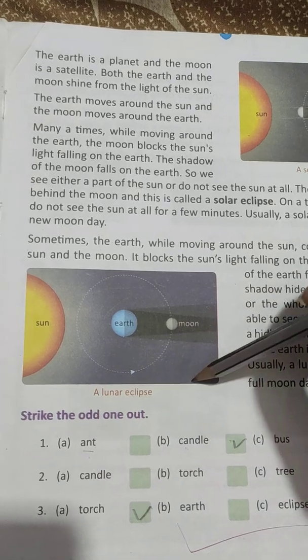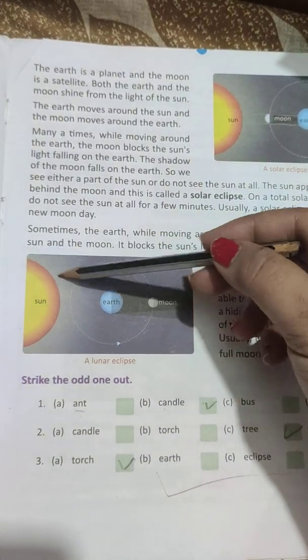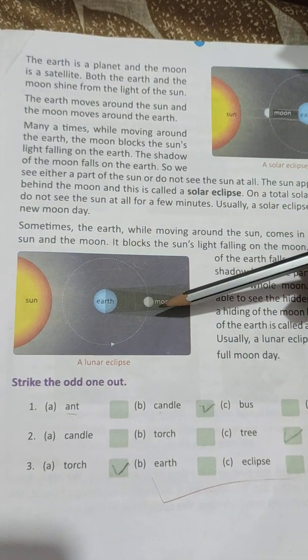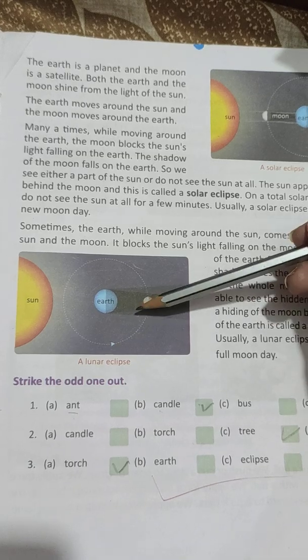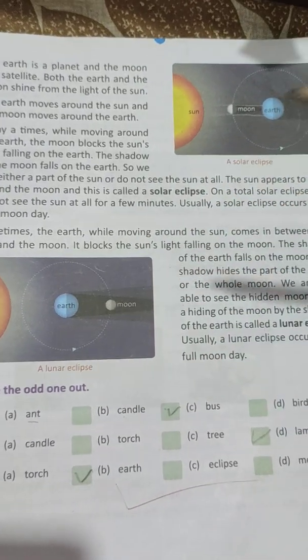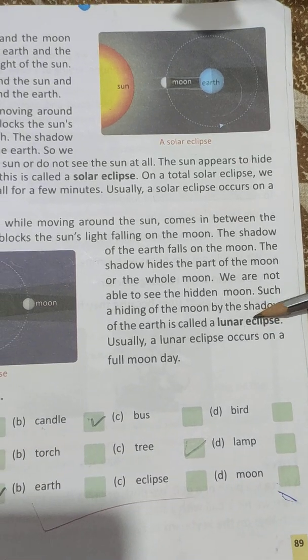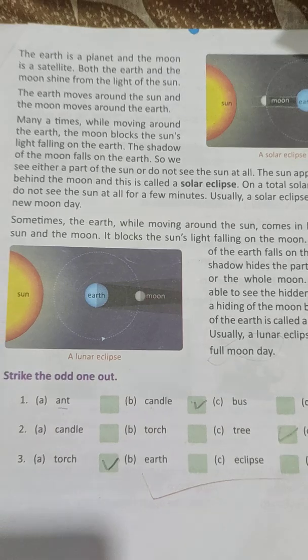Now see the lunar eclipse. Sometimes what happens, when the earth is moving around the sun, it comes in between the sun and the moon. So moon does not receive the light of the sun. So it is called the lunar eclipse. It occurs on a full moon day.